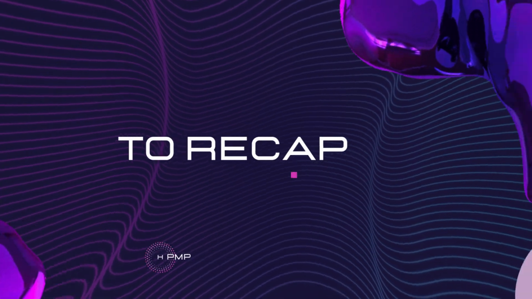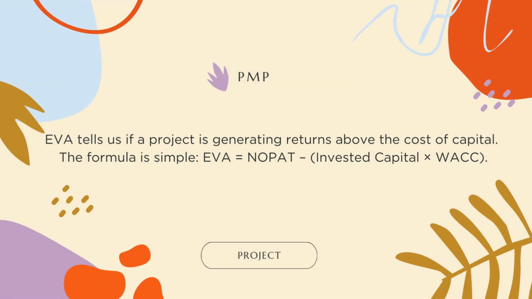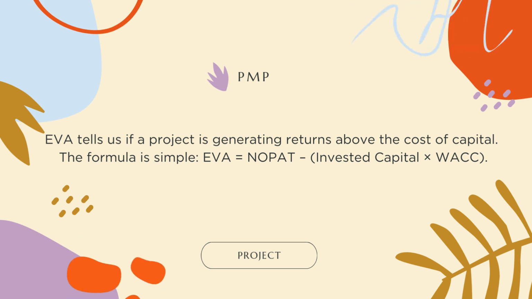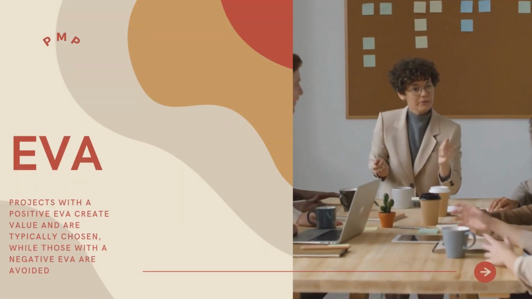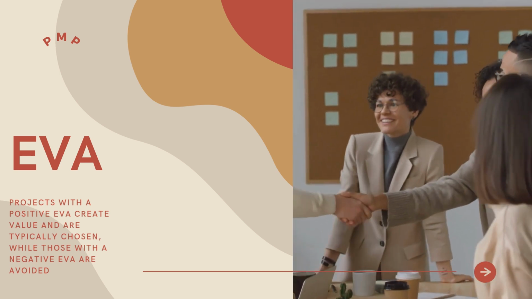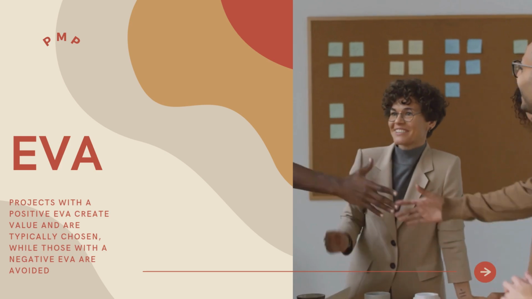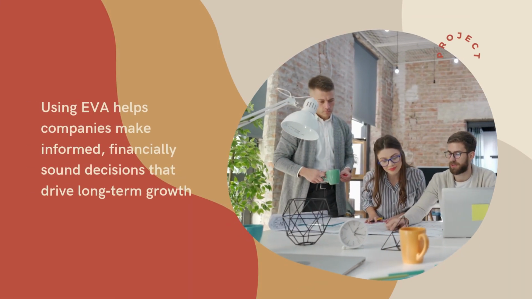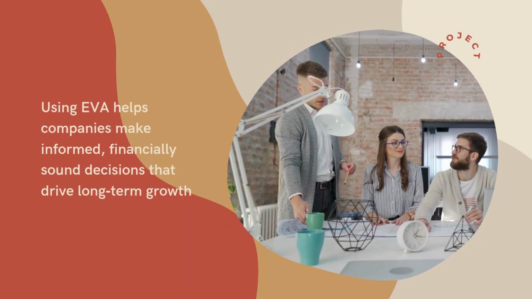To recap, EVA tells us if a project is generating returns above the cost of capital. The formula is simple. EVA equals NOPAT minus invested capital times WACC. Projects with a positive EVA create value and are typically chosen, while those with a negative EVA are avoided. Using EVA helps companies make informed, financially sound decisions that drive long-term growth.